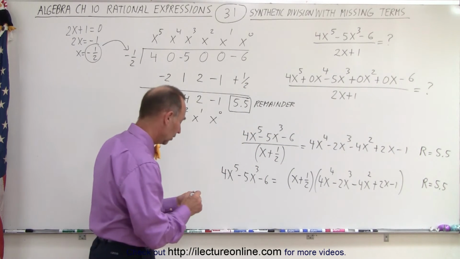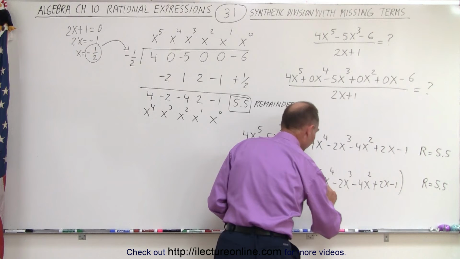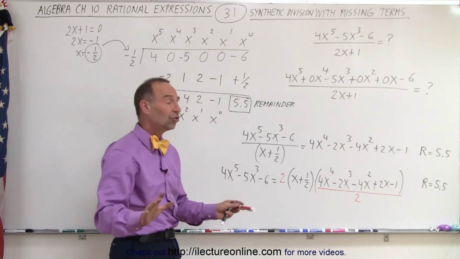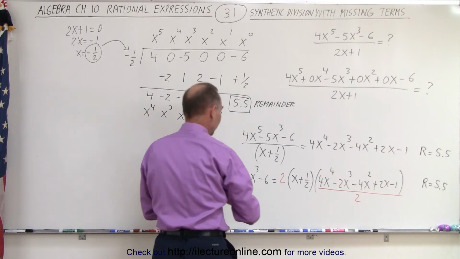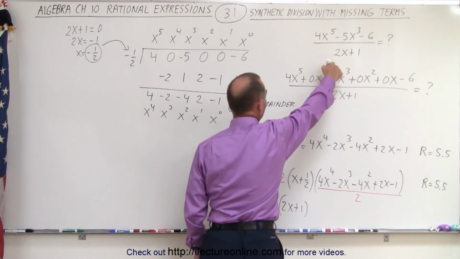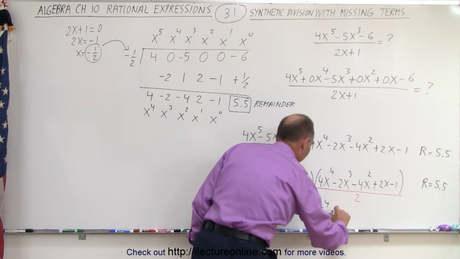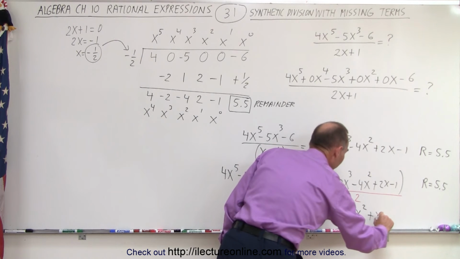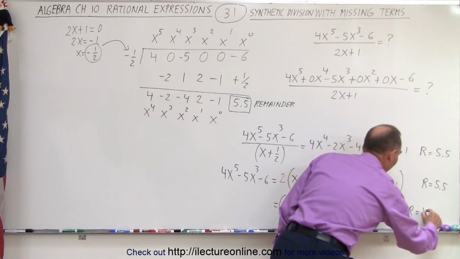Now what we need to do is we're going to multiply this by 2, and we're going to divide this by 2. So when we multiply and divide by the same number, we don't change anything. But by multiplying this by 2, I get my original denominator back. So that means that this is equal to 2x plus 1, which is my original denominator. And then this all gets divided by 2, so I get 2x to the 4th minus 1x cubed minus 2x squared plus 1x minus 1/2 with a remainder equal to negative 5.5.